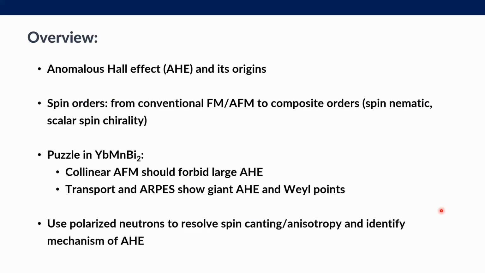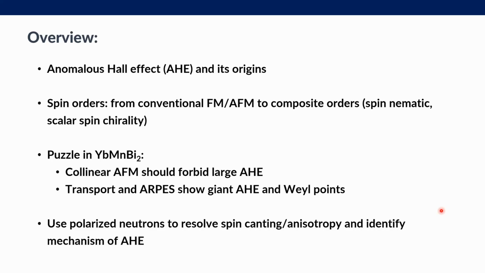Here is an outline of this talk. First, I will briefly introduce the anomalous Hall effect and its possible origin, and then discuss a little bit about the spin orders, not only the conventional ferromagnet and antiferromagnet, but also the more exotic composite spin orders such as spin nematic and the scalar spin chirality.